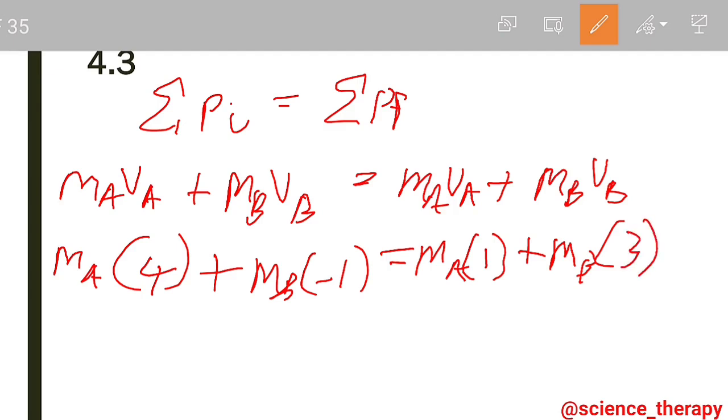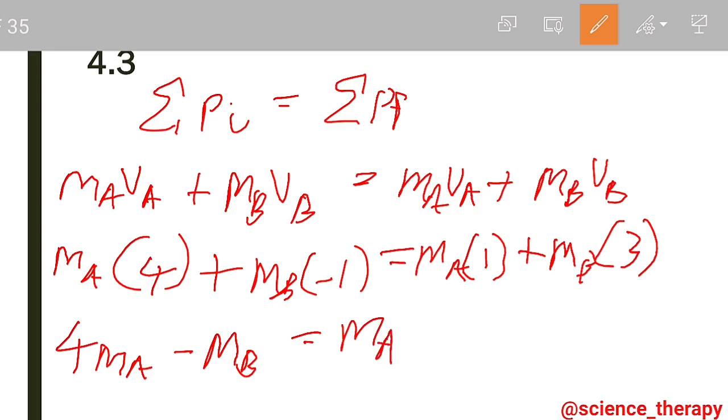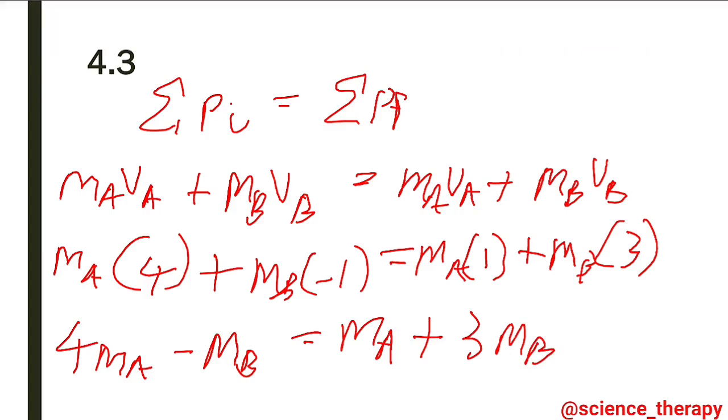Now let's do that. We have MA times 4, which gives us 4 MA, and then MB times -1, that's negative MB, and then MA times 1, it's MA, and then we have MB times 3, that's 3 MB. Then now what do we do? It's just now a matter of arranging them in terms of the like terms.